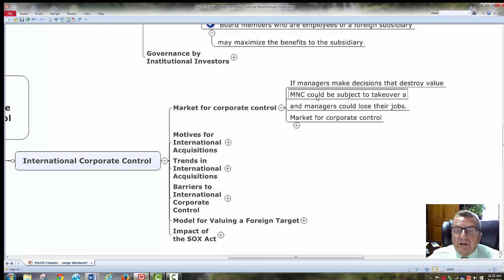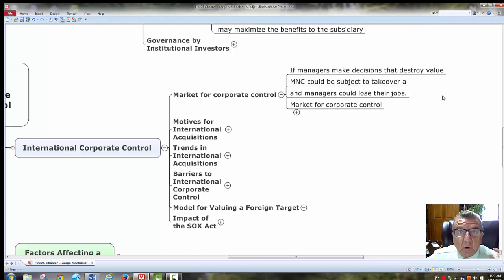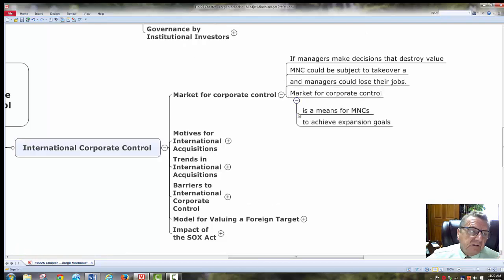Okay, so what's going to happen if managers make decisions that destroy the value of the MMC? Could be subject to takeover. Managers could lose their jobs. Market for corporate control, and this is looking at the leverage buyouts.